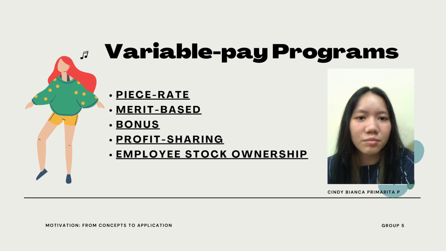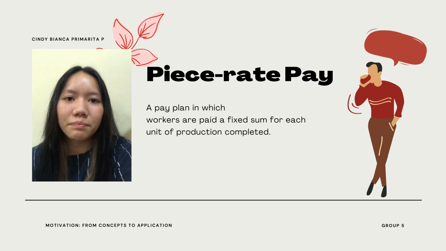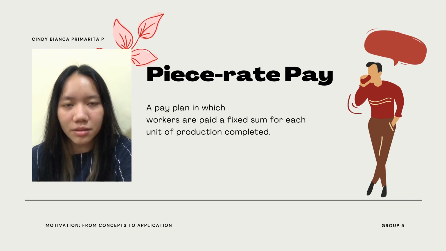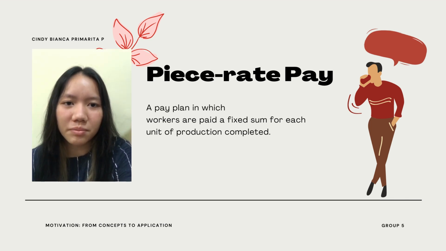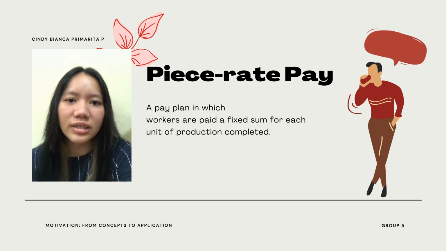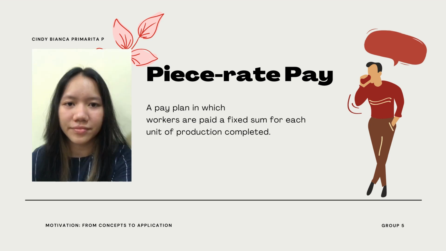The piece rate, merit-based, bonus, profit sharing, and employee stock ownership plans are all forms of variable pay programs. A piece rate is a pay plan in which workers are paid a fixed sum for each unit of production completed. A pure piece rate plan provides no base salary and pays the employee only for what he or she produces. So the more units they sell, the more money they get paid.